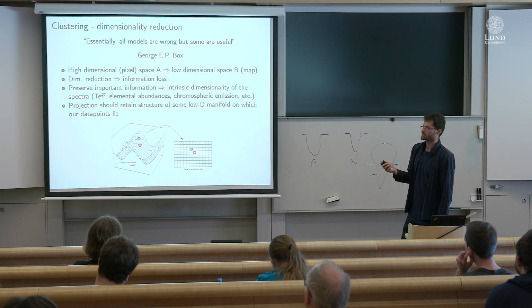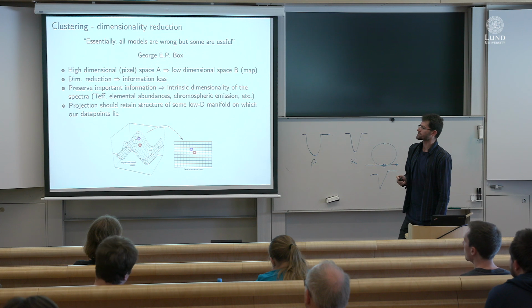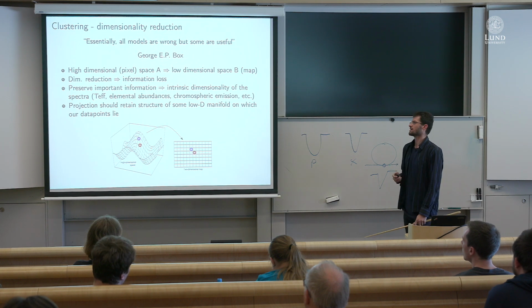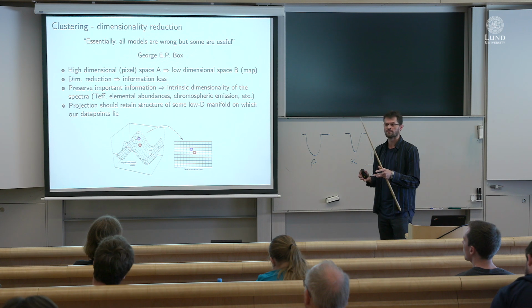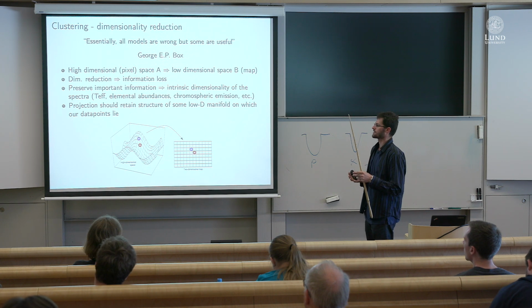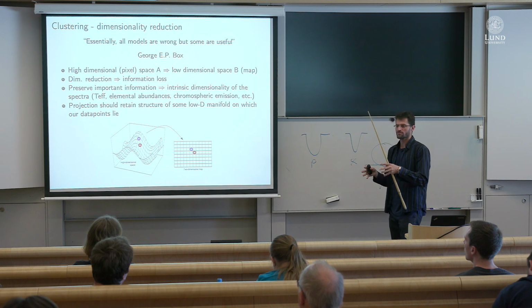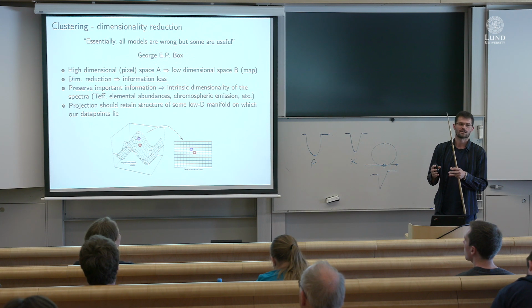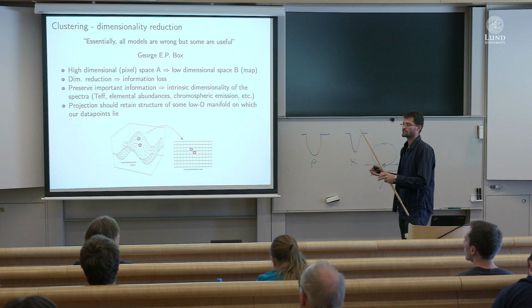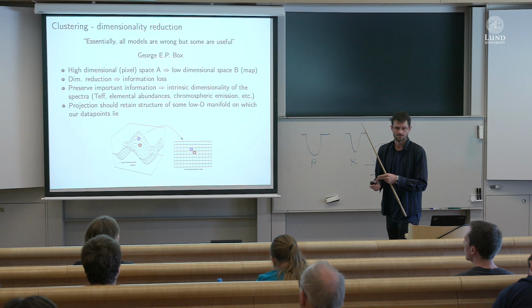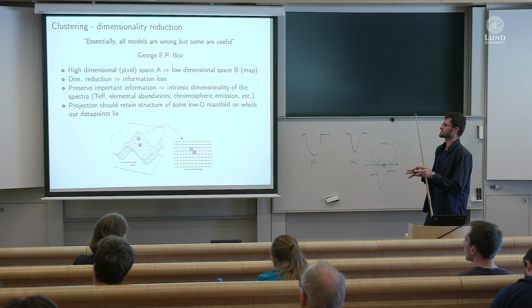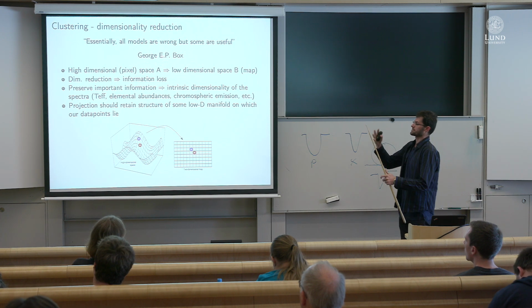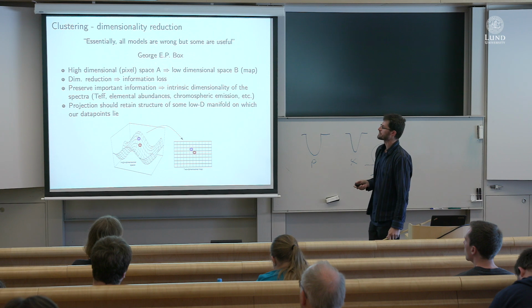But what we want from such a process is to preserve the important information, which is basically the structure of the feature space. So we imagine now that our data points lie on some low-dimensional feature space, with features like effective temperature, or gravity, or metallicity, or maybe emission lines, or whatever. These are all features. And we want to preserve the structure of that feature space also in the 2D map. That's the goal of dimensionality reduction.